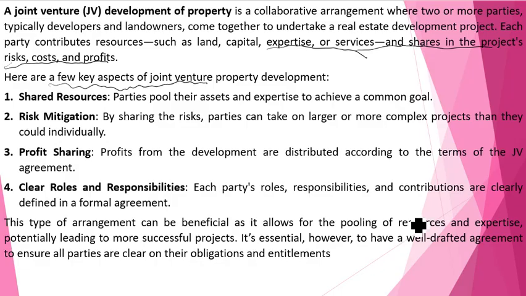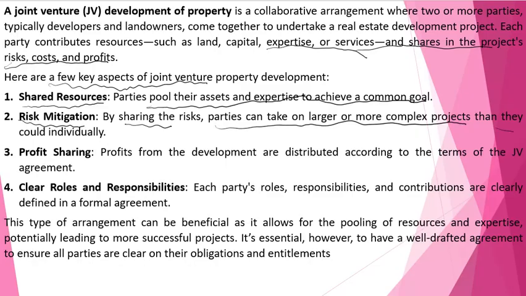First thing is shared resources. The parties pool their assets and expertise to achieve a common goal. Then risk mitigation. By sharing the risk, parties can take on larger or more complex projects than they could do individually. And then profit sharing. Profits from the developments are distributed according to the terms of the joint venture agreement.